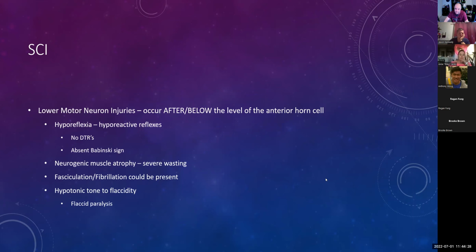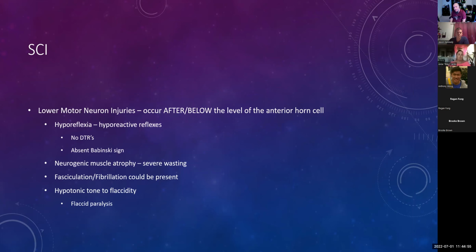Lower motor neuron, again, is after or below the level of the anterior horn cell, that's usually the way they define it. Oftentimes I just say it's PNS. At that point, because that anterior horn cell is now disconnected, they don't get reflexes at all because you can't do that 2-point reflex arc. Remember that from back in anatomy? Where he hit it, it goes back. Well, it's going to go to that anterior horn cell and die there. It can't go anywhere. So that means they're going to have hyporeflexia, almost no reflexes.